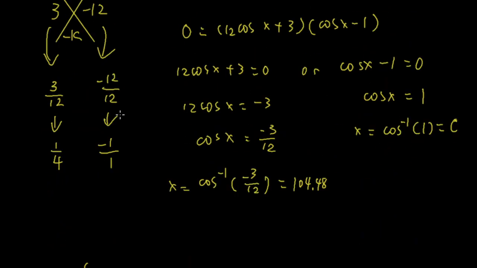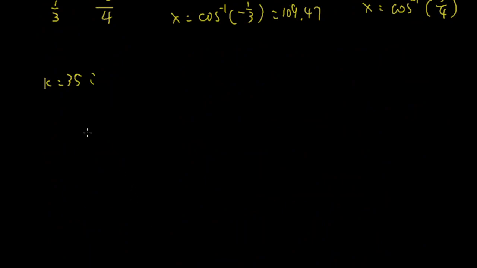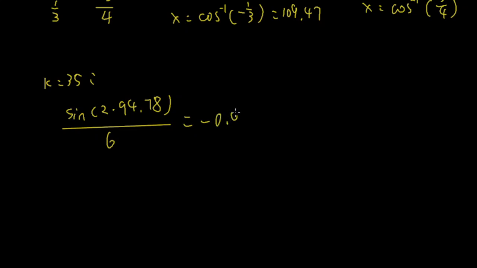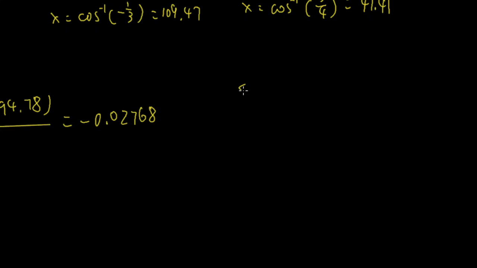Here, when k is equal to 35, we have this value here, 94.78. So sine 2x, so sine 2 times 94.78, divided by 6. That's the left side of the equation given in the question. That is approximately equal to negative 0.02768.